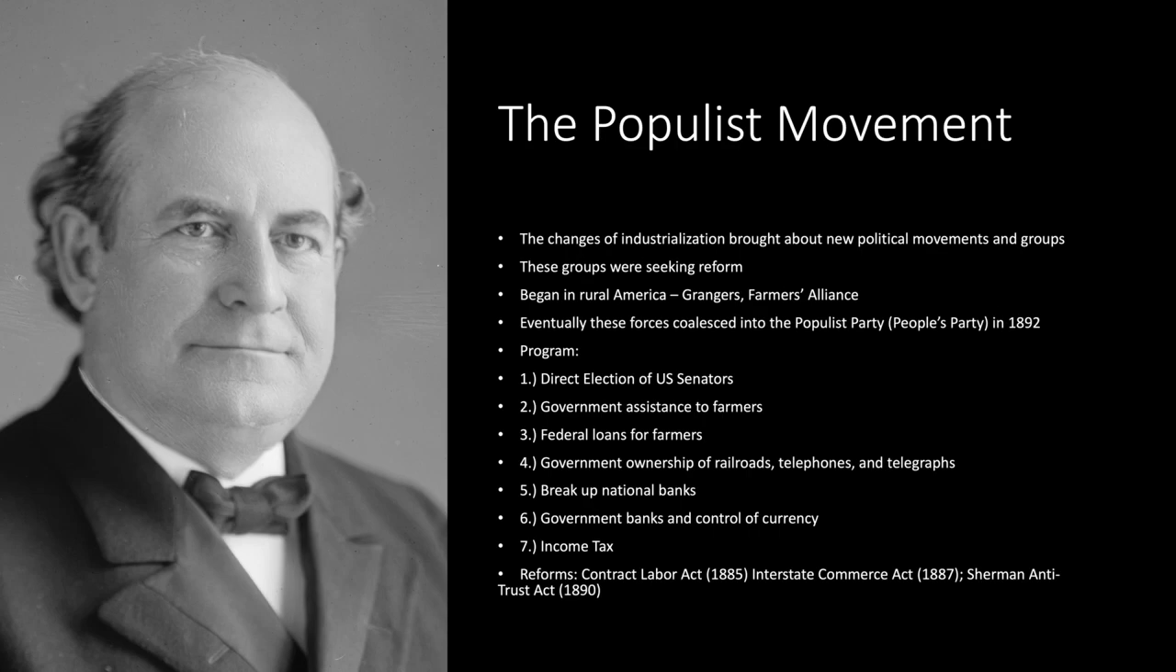So what was it that these reform movements wanted that eventually coalesced into the Populist Party? Well, this was their program. One, they wanted the direct election of U.S. senators. Remember, at this time, U.S. senators are appointed by the state legislature. This has led to a system in which there's a lot of corruption in both political parties through the state legislature in who gets to be appointed a U.S. senator. The populists felt that if you directly elected your U.S.